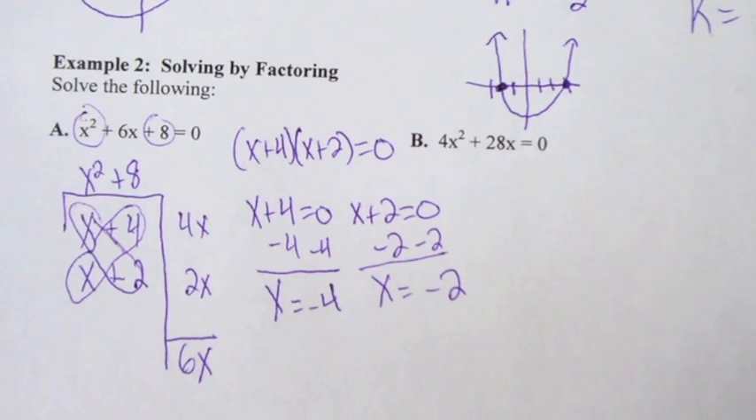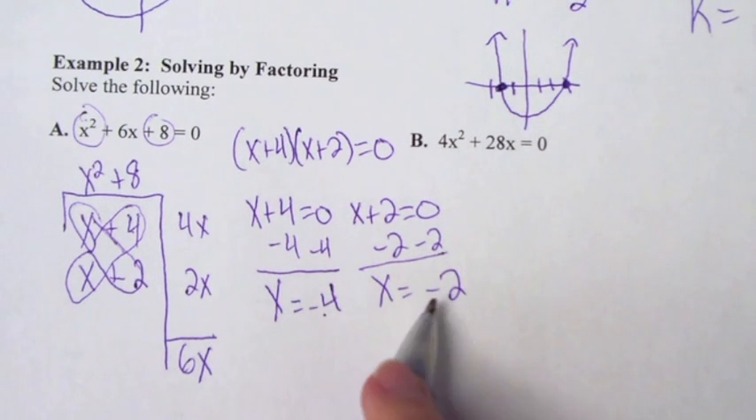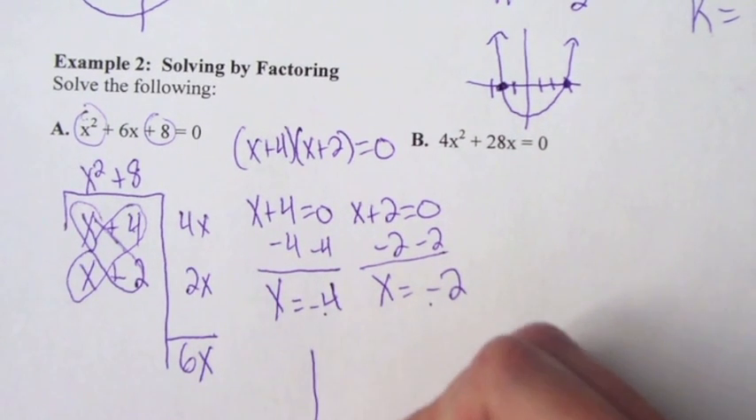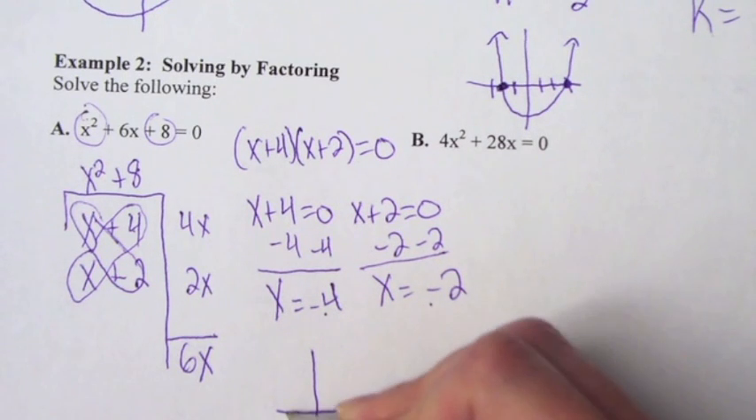Wow. So this parabola, this quadratic, crosses the x-axis at negative 4 and negative 2. So negative 4 and negative 2, we can put those 2 points on our graph here. Negative 2, negative 4.